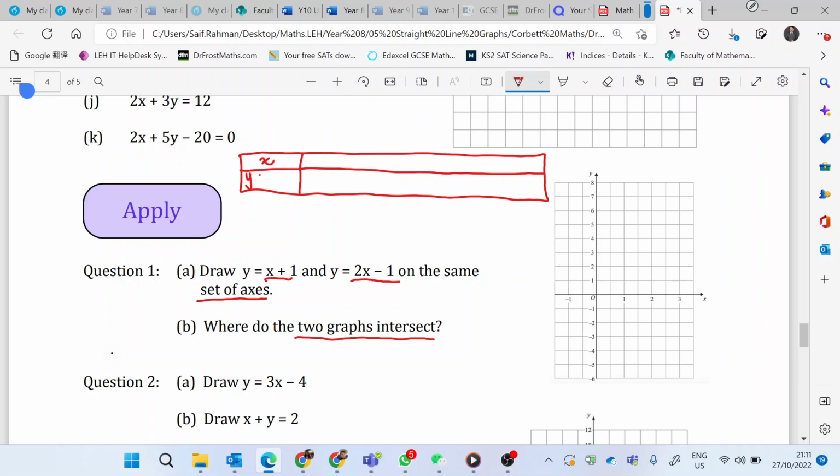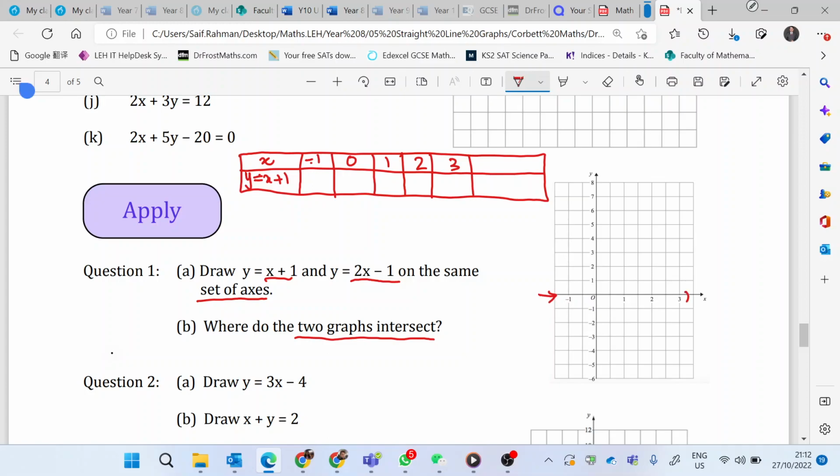For y is equal to x plus 1, the values of x are minus 1, 0, 1, 2, 3. I selected the x values from minus 1 to 3 because in our graph here, if you see, the values are given as minus 1 to 3.